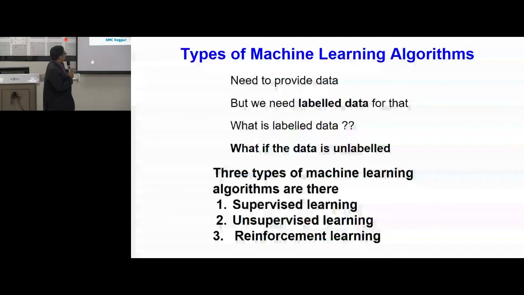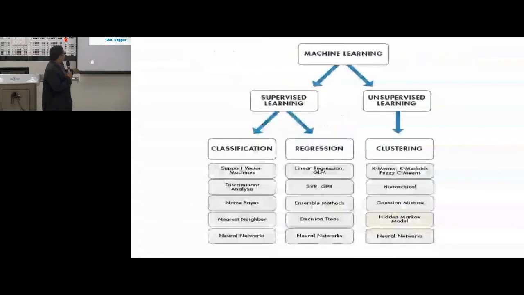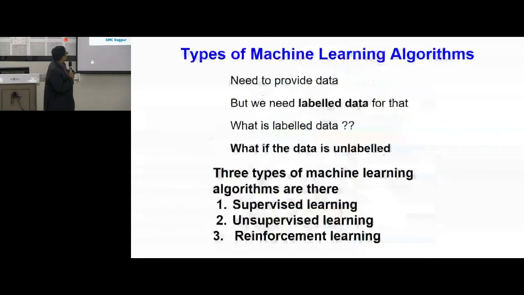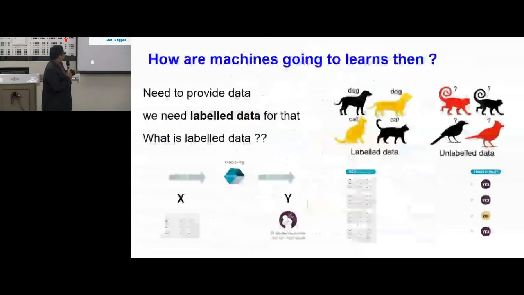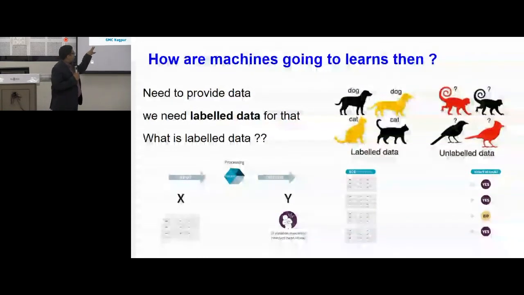So I have again listed the algorithms that are there, like classification, regression, clustering, supervised and unsupervised learning. So you can study all the algorithms. So how is the machine going to learn then? So I have already told you the label and label data. Like the label data can be the images of dogs, which are labeled as dogs. Cats are labeled as cats. And this is called labeling of data.